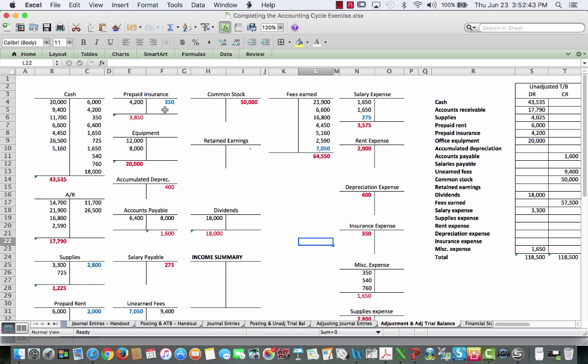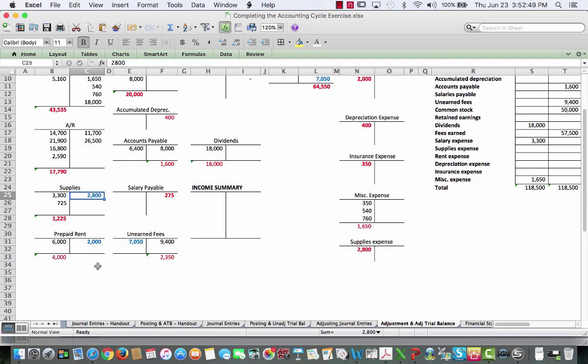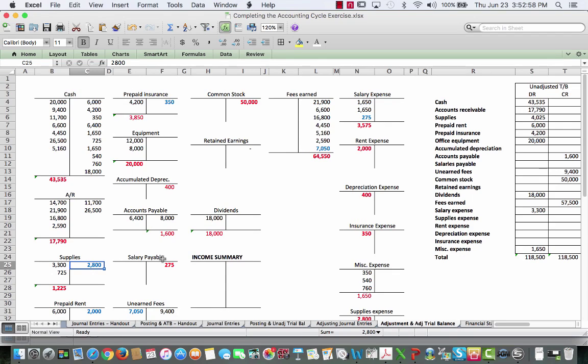And so you notice the items in blue here are the adjustments. And so it's going to change certain accounts. So our supplies account will change. Our prepaid rent account changed. Unearned fees change as well. Our fees earned increased. Our salaries expense increased as well.